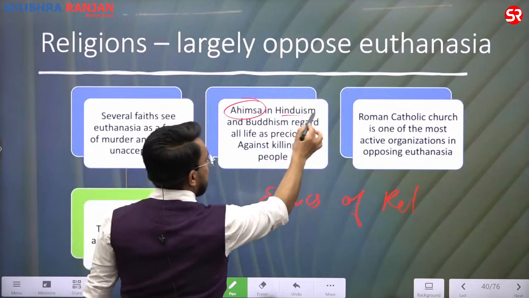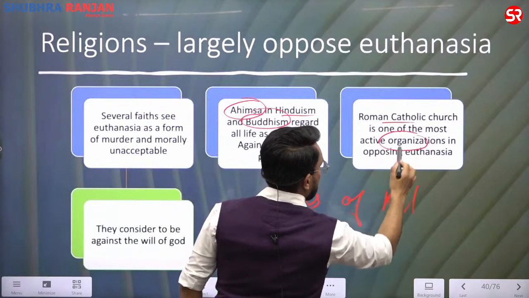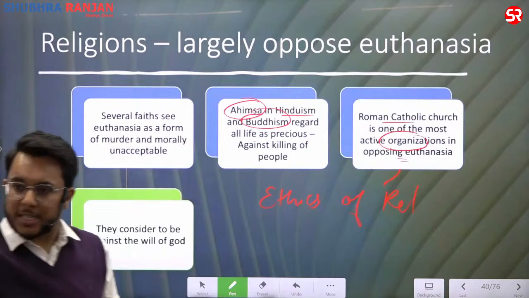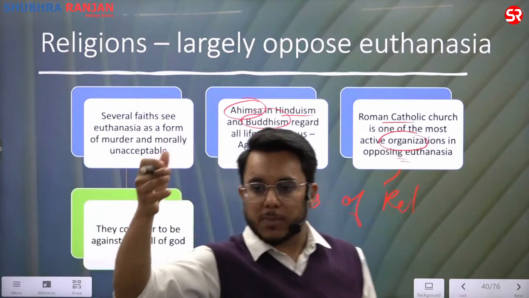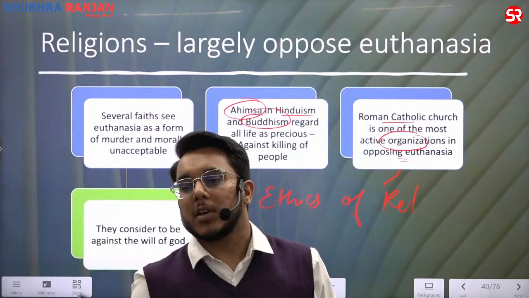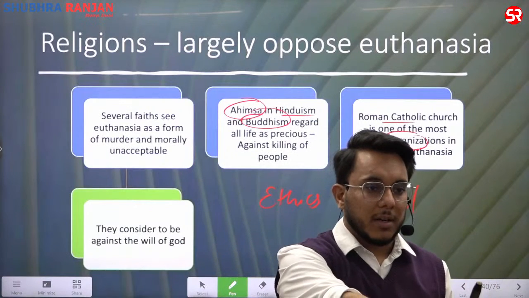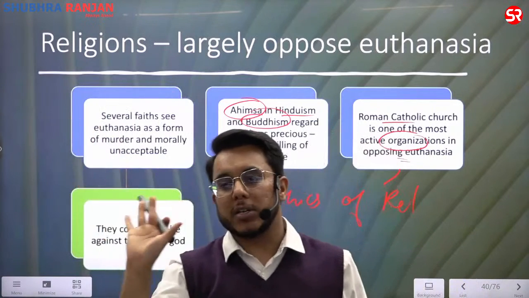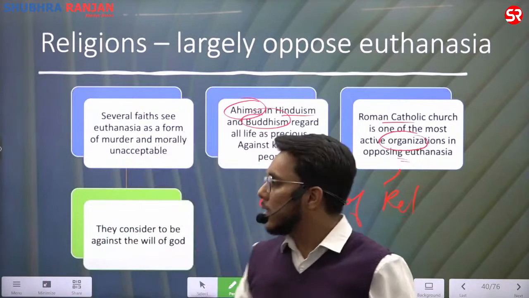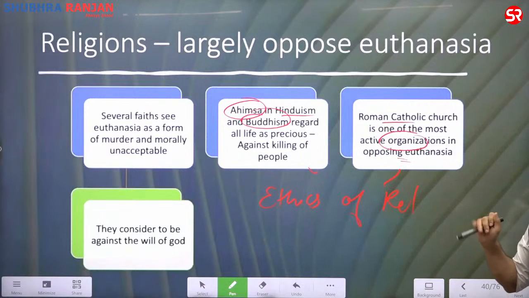The idea of Ahimsa is in Hinduism and Buddhism, and even the Catholic Church says that euthanasia cannot be decided. Islam and Christianity all talk about this: life is given by the will of God and can only be taken by the will of God. If God has kept you alive till this point, God has a bigger plan. You should not interfere in God's plan. So, fine, religions will oppose that. Samajh mein aa raha hai?